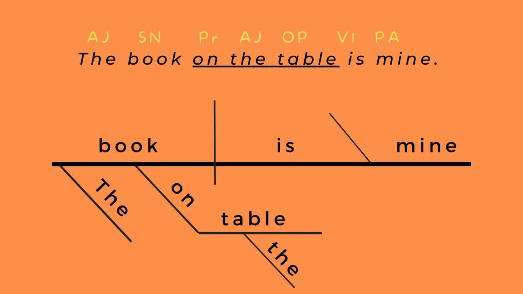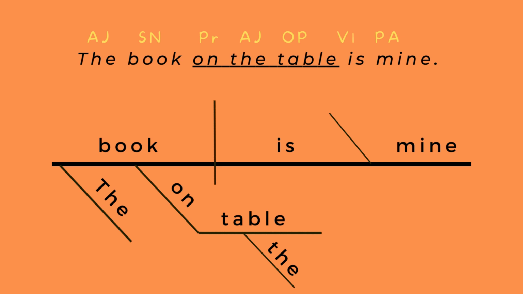And then our next modifier is going to be our prepositional phrase, on the table. What is on the table? The book is on the table. It's describing and relating to book. So it's also going to be labeled under book.